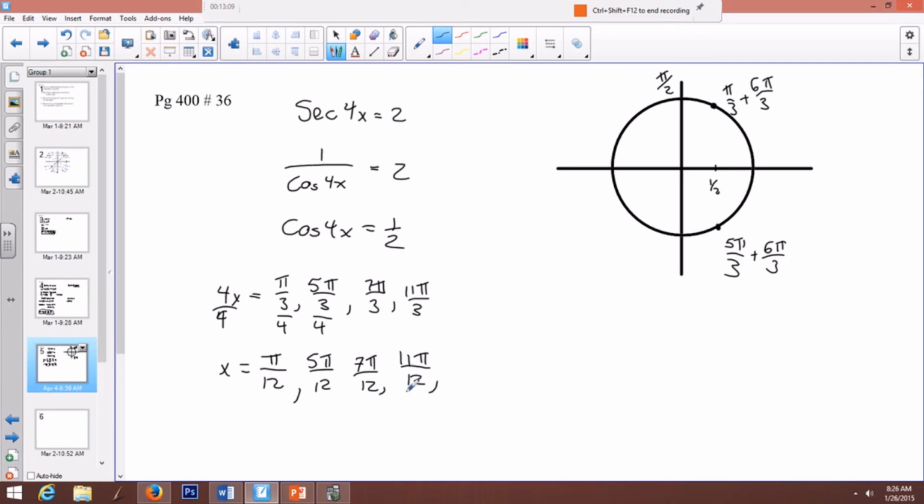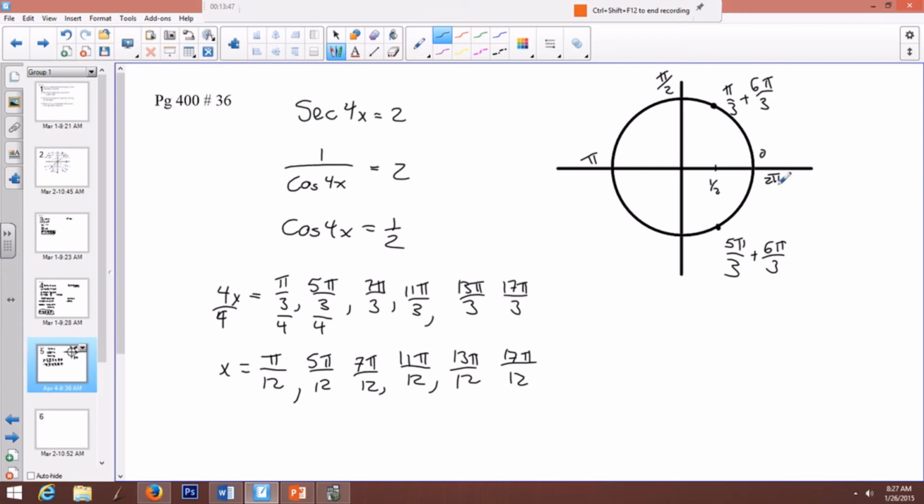And that's not enough because 11 pi over 12 isn't even pi units yet. We've only gone halfway around. And again, we're trying to solve for values all the way from 0 to 2 pi. That's in the directions. And so I add another 2 pi, 6 pi over 3 to both of these terms. So 6 pi over 3 plus 7 pi over 3 is going to be 13 pi over 3. 11 pi over 3 plus 6 pi over 3 is going to be 17 pi over 3. And again, I'll have 13 pi over 12 and 17 pi over 12.